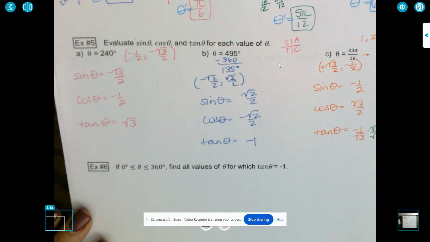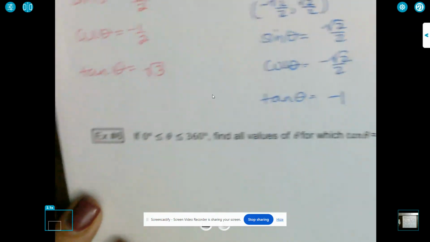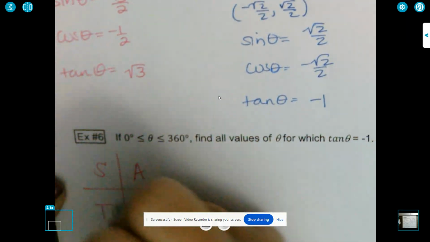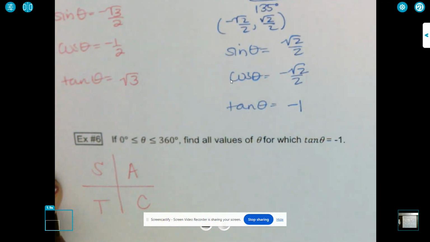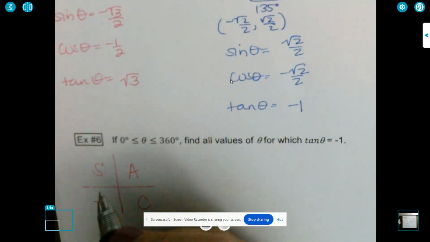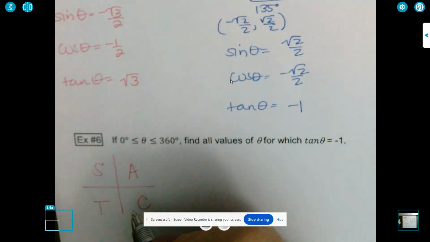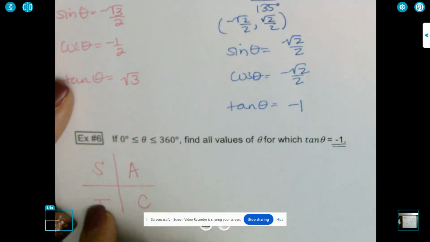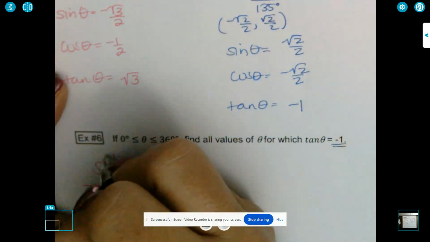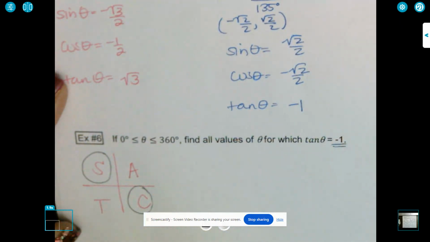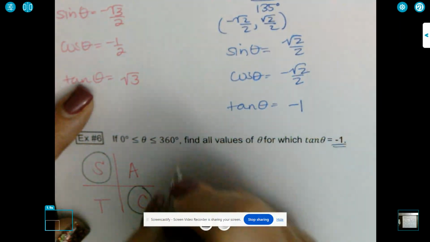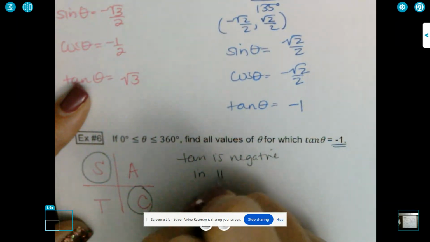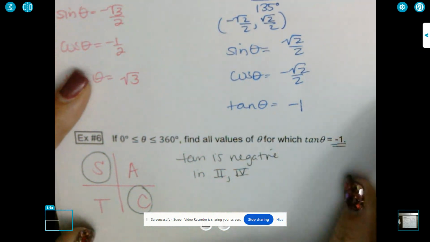All right, well, let's go back to what we talked about in the notes yesterday about my little reference figure, where I said all students take calculus, correct? And remember, these are the things that are positive. So in quadrant 1, everything's positive. In quadrant 2, sine is positive, 3, tangent is positive, and 4, cosine is positive. So if it's asking where the tangent is -1, tangent's positive in 1 and 3, therefore tangent is negative in 2 and 4.